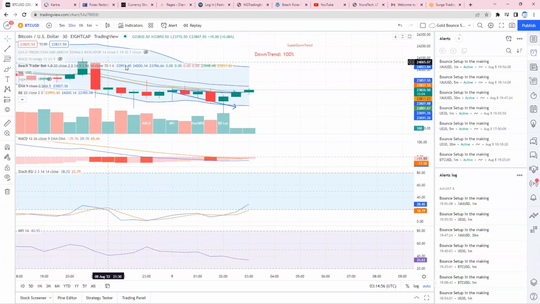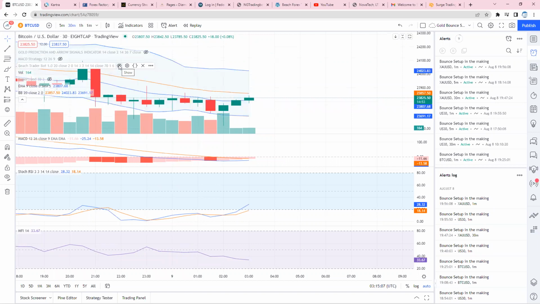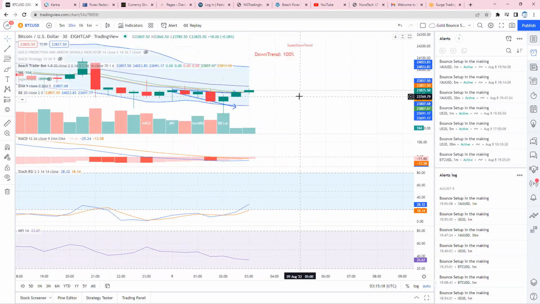Also, we have the Beast Trader bot. So the Beast Trader bot is basically the one that me and a programmer invented. So if you want to see what's the difference, if I click this, there's no Beast Trader bot now. You'll notice that there's stuff down here, stuff up here, stuff all around, and it also gives the signals when to trade and when not to. So that's what we got.